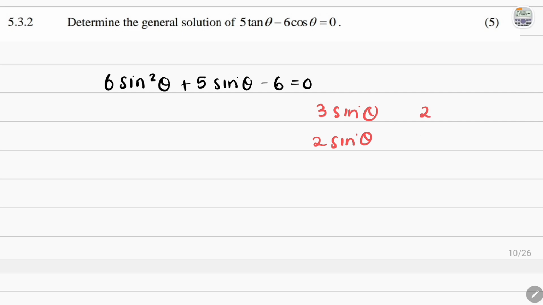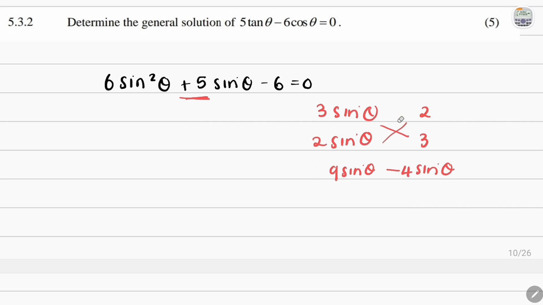Let that be 2 and let this be 3. Like this, that's going to be 9 sine theta, and I can see this is going to work fine. And when you multiply, that's going to be 4 sine theta. Now remember, one of them needs to be negative so that the 6 is negative. We want this to stay positive so that this can be positive 5. So 9 minus 4 is 5.